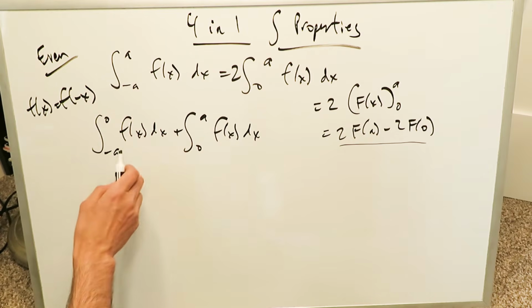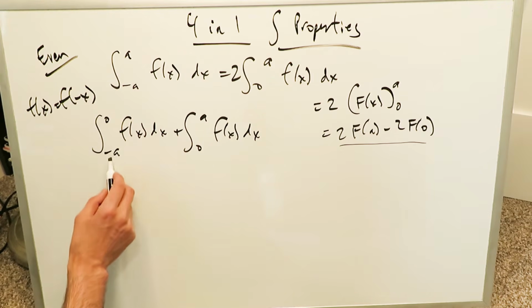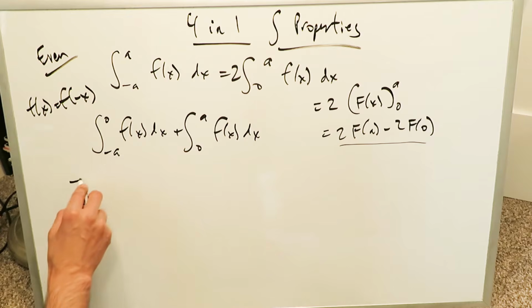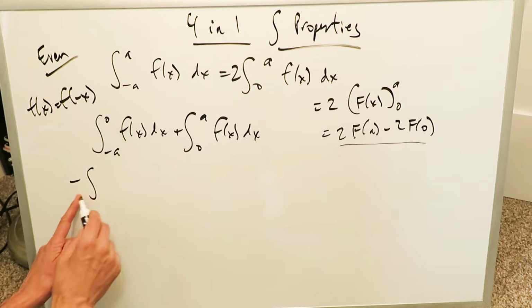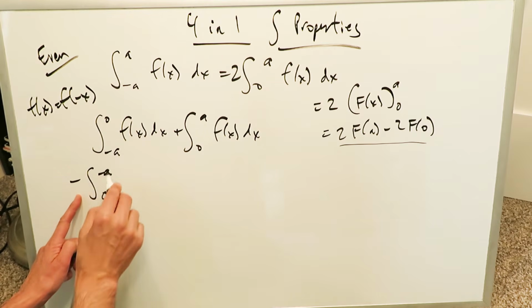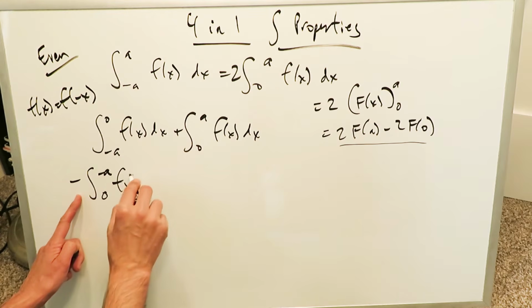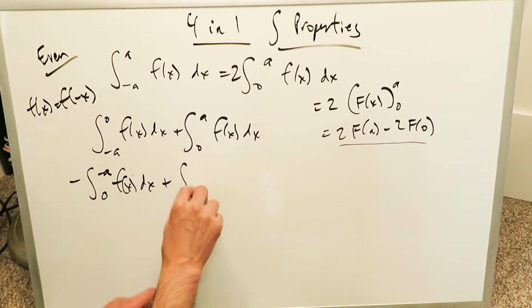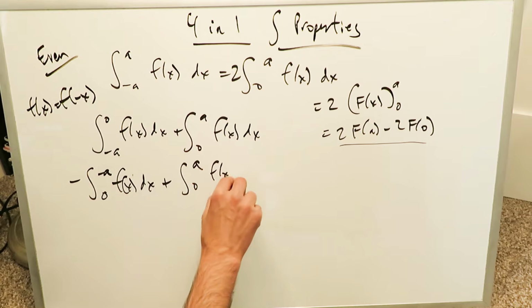Now, consider this part right over here. You can bring the minus a up, if you want to, by means of the negative sign. The negative sign allows you to flip the interval limits. And that's exactly what you have: the integral from a to 0 of f of x dx, plus the integral from 0 to a of f of x dx.